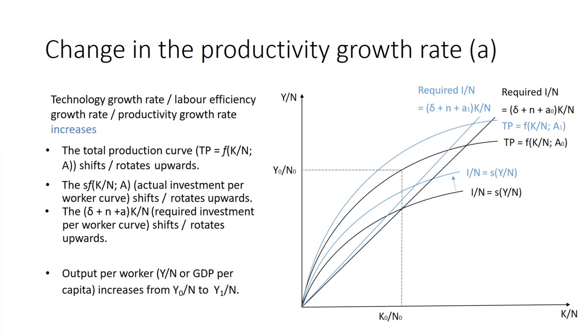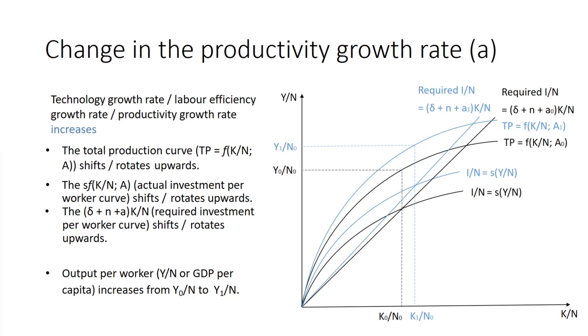We can then look at finding out where is the new balanced growth rate, or the new steady state growth rate, or if you want, the equilibrium growth rate. And that would be determined at the point at which your new required investment is equal to your new actual investment per person. So we have a higher capital labor ratio as well as a higher income per person ratio.